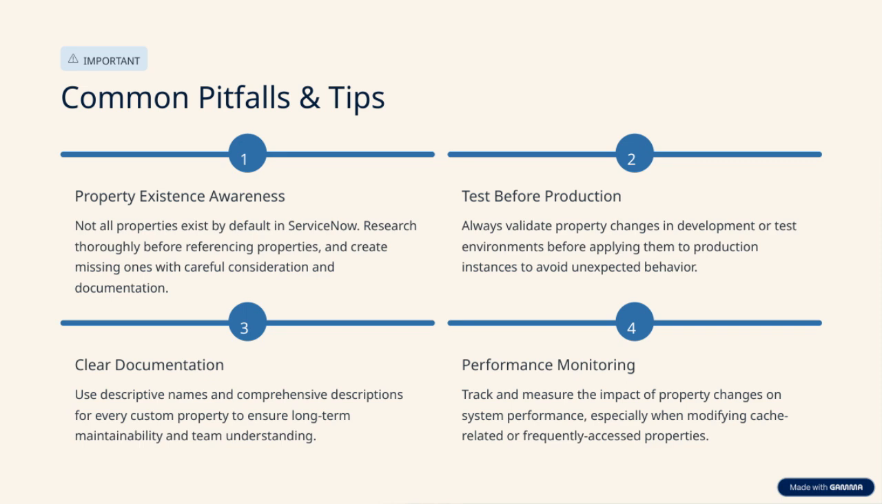Also, keep in mind that not all properties are available by default in ServiceNow. It's essential to research thoroughly before referencing any property. If you find that a property is missing, create it carefully, with proper documentation and consideration of its impact. By following these tips, monitoring performance, documenting well, testing thoroughly, and understanding property availability, you'll greatly reduce the risk of issues and improve the stability of your system.